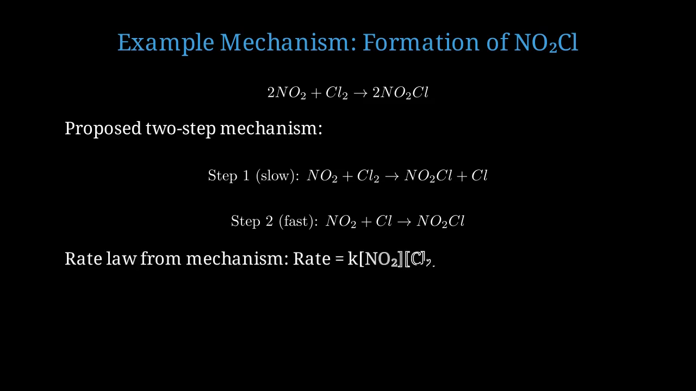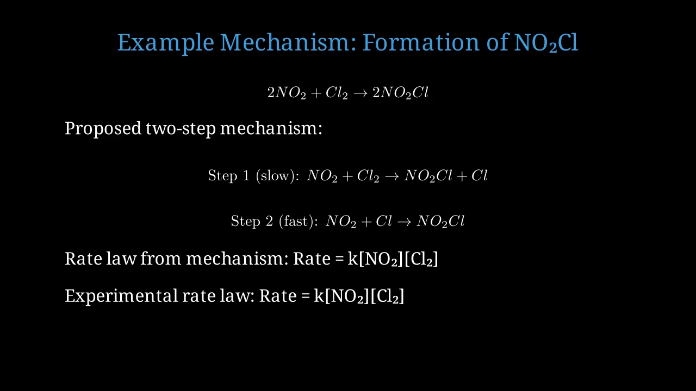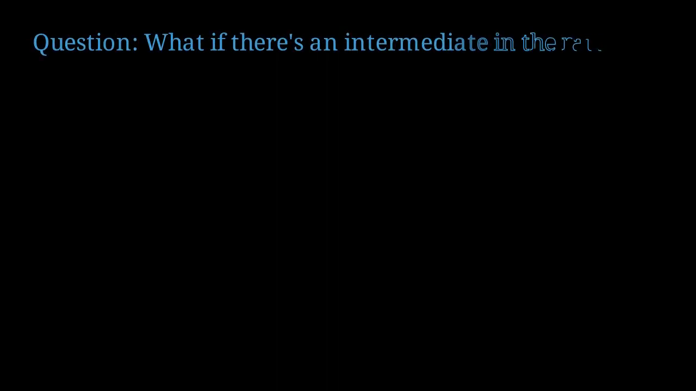Since step 1 is rate-determining, the rate law is determined by this step. Rate equals K times concentration of nitrogen dioxide times concentration of chlorine. When we measure the rate experimentally, we find it's first order in nitrogen dioxide and first order in chlorine, exactly matching our mechanism prediction. The agreement between the predicted rate law from the mechanism and the experimental rate law supports, though doesn't prove, that this mechanism is correct. Here's an important question. What happens if the rate-determining step involves an intermediate that's formed in an earlier fast equilibrium step?